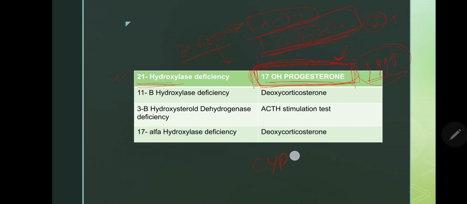We look at the CYP21P gene and also the CYP21 gene. These are the two genes in which a mutation causes 21 alpha hydroxylase deficiency. For 11 beta hydroxylase deficiency, we do the enzyme assay of deoxycortisol level. For 3 beta hydroxysteroid dehydrogenase deficiency, we do the ACTH stimulation test and see the level of 17 alpha hydroxyprogesterone, and also deoxycortisol level. For 17 alpha hydroxylase deficiency, we do the deoxycorticosterone enzyme assay. So these are the investigations of choice.